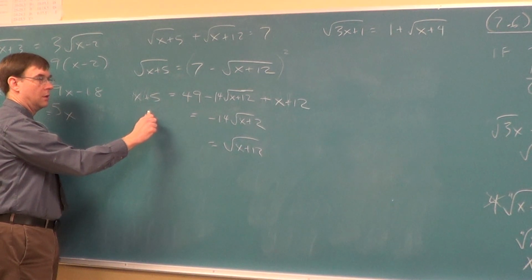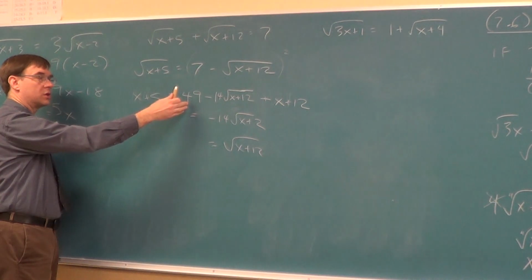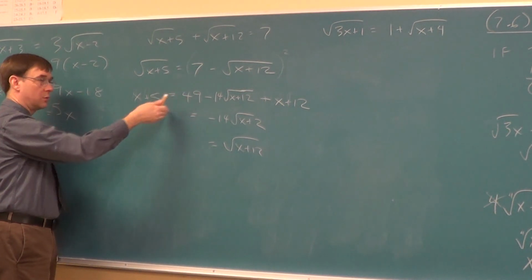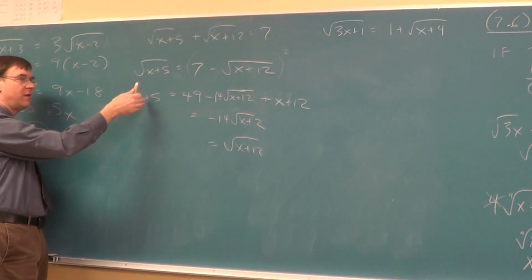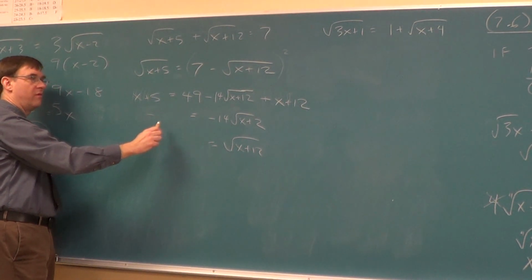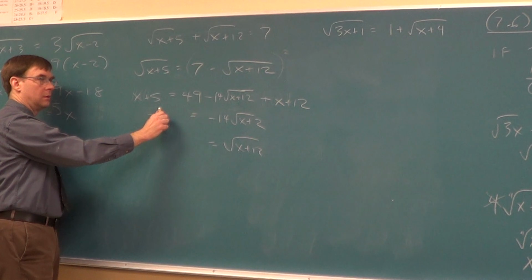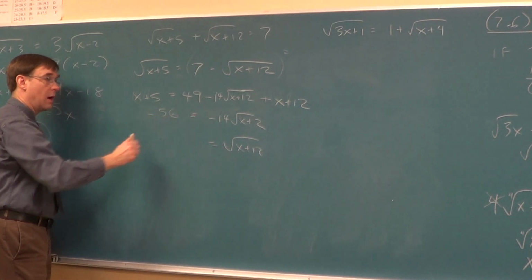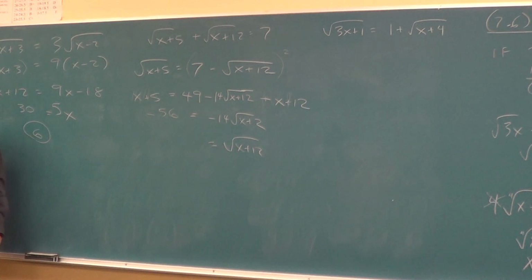You subtract the 12. We would subtract the 12. We'd also subtract the 49. So positive 5, subtract 49, subtract 12 more. It's a big negative wad of mess. Negative 56. 56 is correct. Question there?